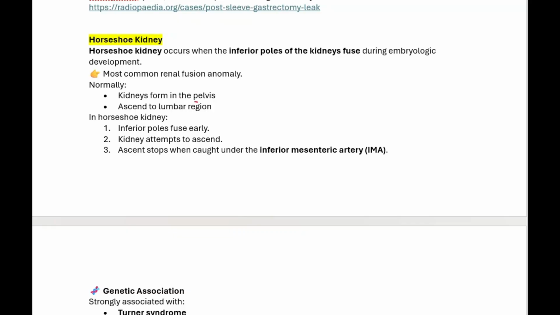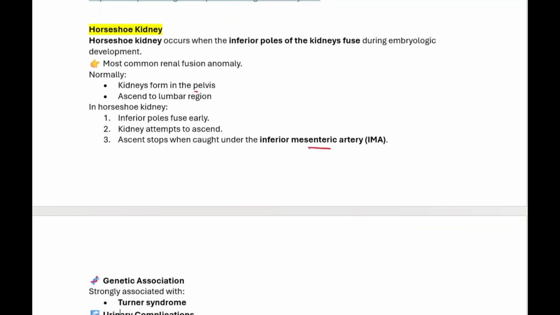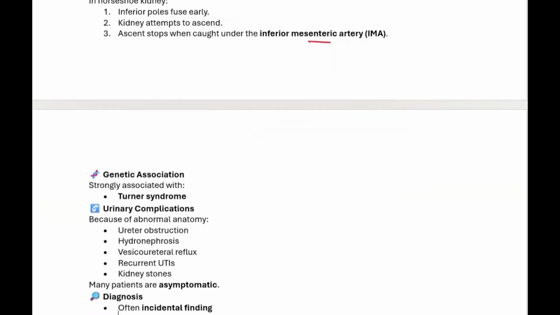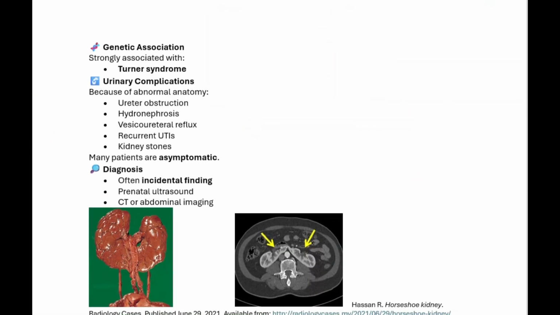So in horseshoe kidney, the inferior poles fuse early, and the kidneys attempt to ascend, and the ascent stops when caught under the inferior mesenteric artery. We need to remember that for the exam. And when you look at the genetic association, horseshoe kidney is strongly associated with Turner syndrome, and that's a high yield point, guys. And when you look at the complications, because of the aberrant location or anatomy of the kidney, it can lead to ureteral obstruction.